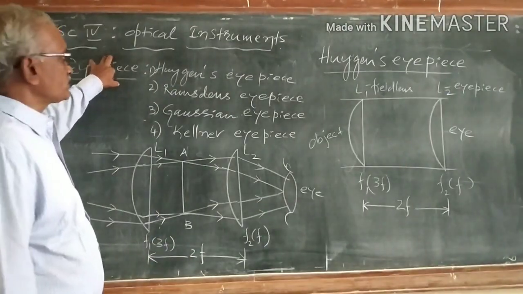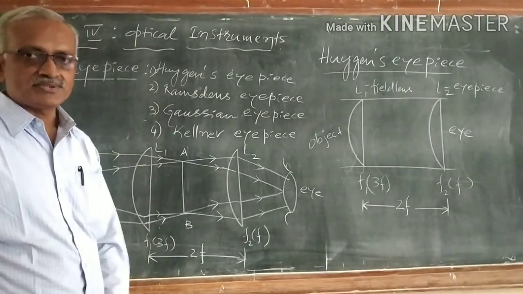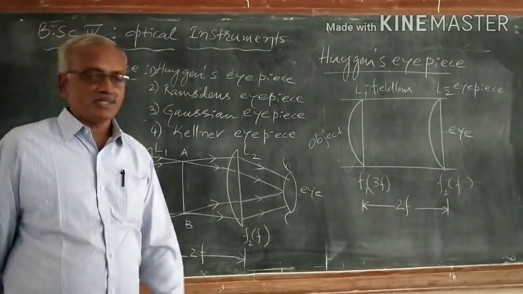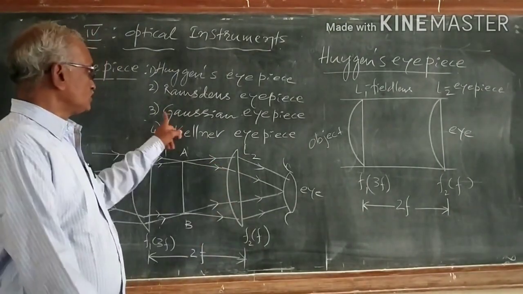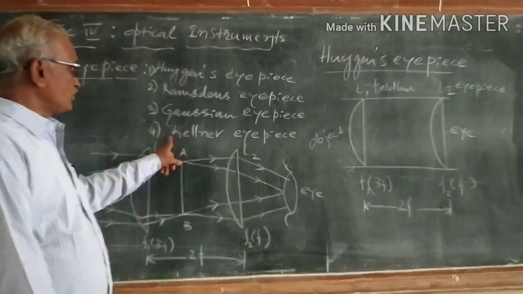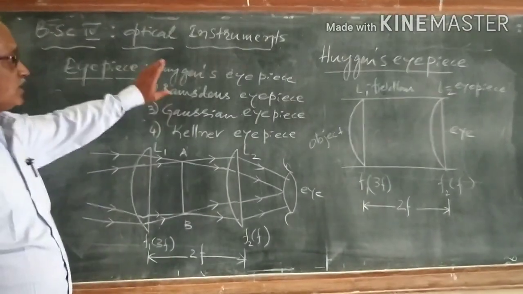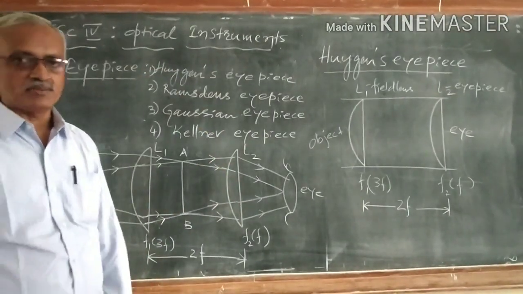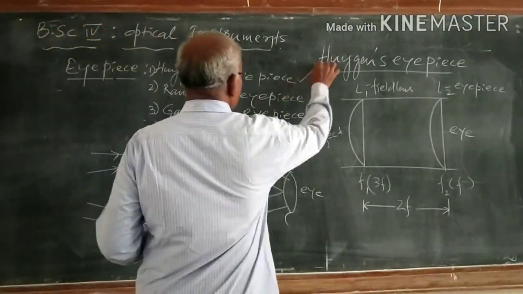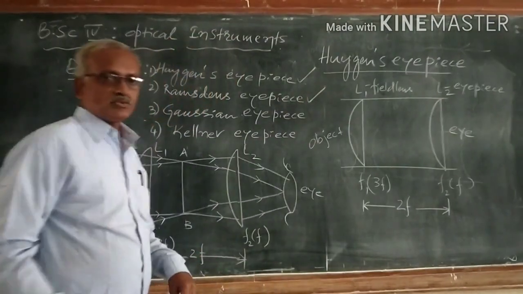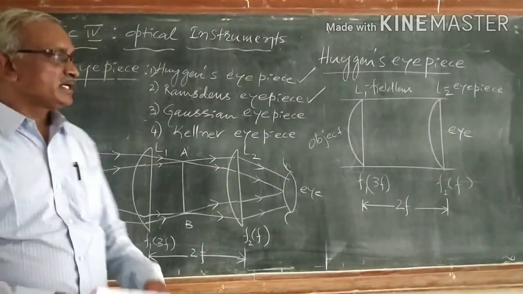Briefly I have explained the eyepiece, and now the different types. There are four types of eyepieces: first the Huygens eyepiece, as I have written on the board, second the Ramsden's eyepiece, third the Gaussian eyepiece, and fourth the Kellner eyepiece. But according to our VSKU Bellary syllabus, we have only two eyepieces: the Huygens eyepiece and the Ramsden's eyepiece.